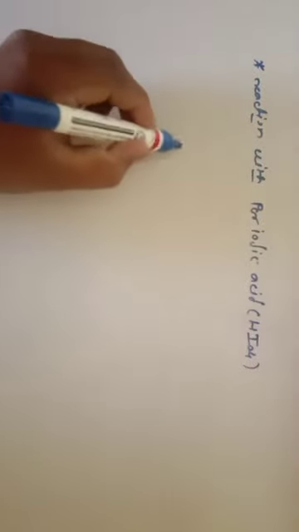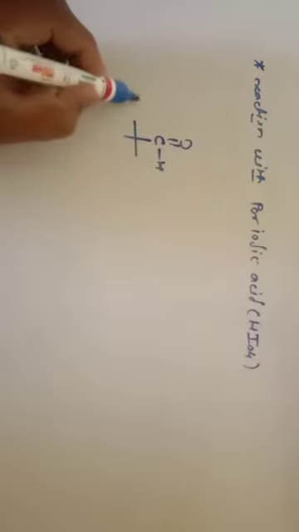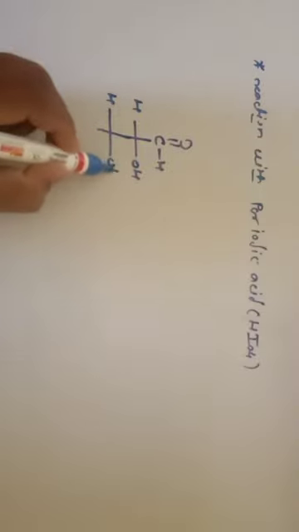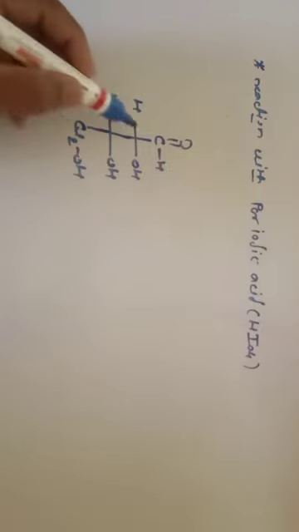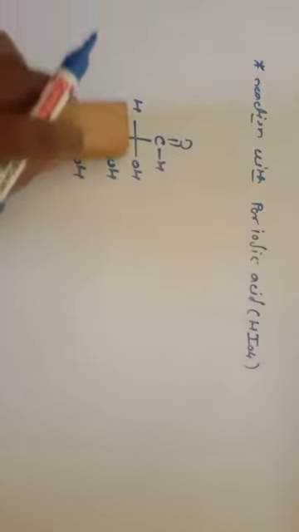This is the C double bond O-H, then there is a H-C-OH, H-C-OH, and finally there is a CH2OH group. So all these bonds get cleaved. Okay, this is 1, 2, 3 and 4. I will make a mistake here, so this is not glyceraldehyde.